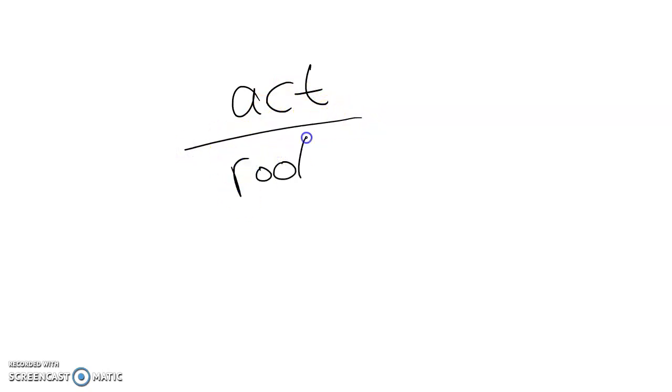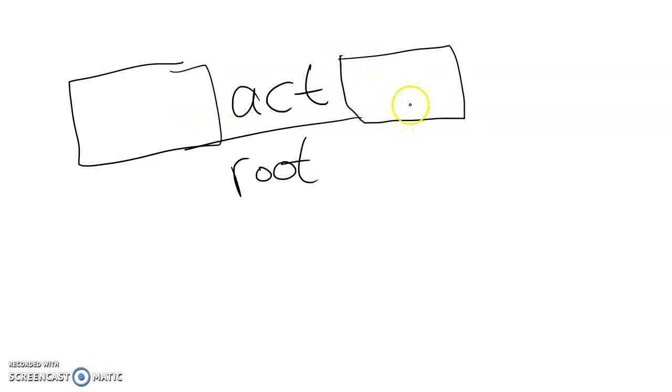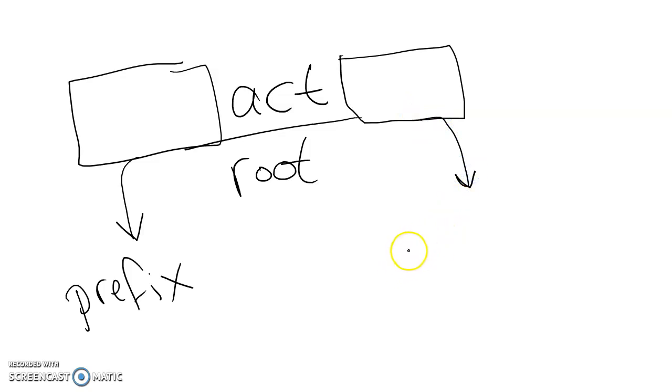For instance, if we go to a word like act, and we look at this word, it has no additions. If we look for this word in the dictionary, we will find it alone. This word is the root. Now, if I want to add something before this root or at the end of this root, these are called the affixes. What is added before the root is called the prefix. And what is added at the end of the root is called the suffix.